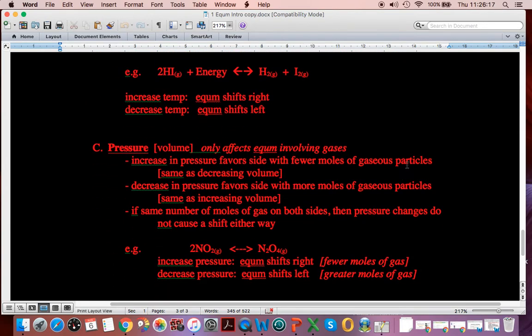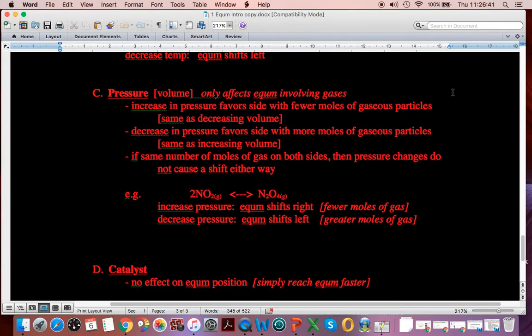Pressure changes only affect equilibria involving gases. Increases in pressure favor the side with fewer moles of gaseous particles, and that's according to coefficients. Decreasing the pressure favors the side with more moles of gaseous particles because they can better fill the extra volume available. If the number of moles of gas are equal on both sides, then there's no shift when we have the pressure change. So we look at this system, and we've looked at that in the notes before.